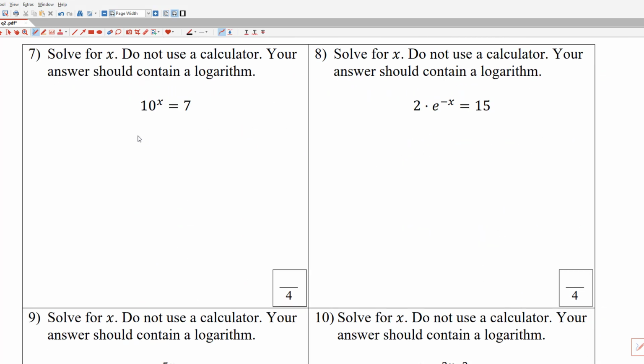Number 7, solve for x. Do not use a calculator. You shouldn't use a calculator anywhere on this test. All right, the problem again is that the x is trapped in the exponent. The only way to untrap it is to take the log of both sides.